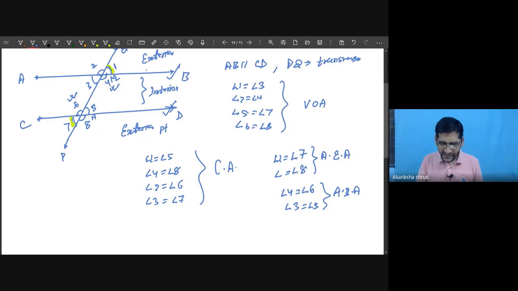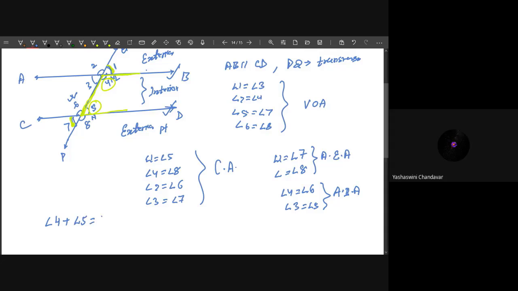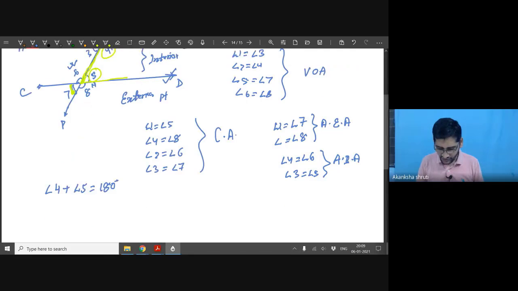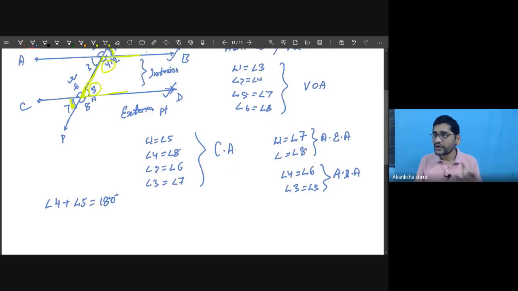The other important thing is, if we consider this transversal and these parallel lines, on the same side and inside the interior, what are the angles? One angle is our angle 4, another angle is angle 5. Then it is found that if AB is parallel to CD, then angle 4 plus angle 5 is how much, student? Equal to 180 degrees. Very good. So this relation always holds good, provided AB is parallel to CD.